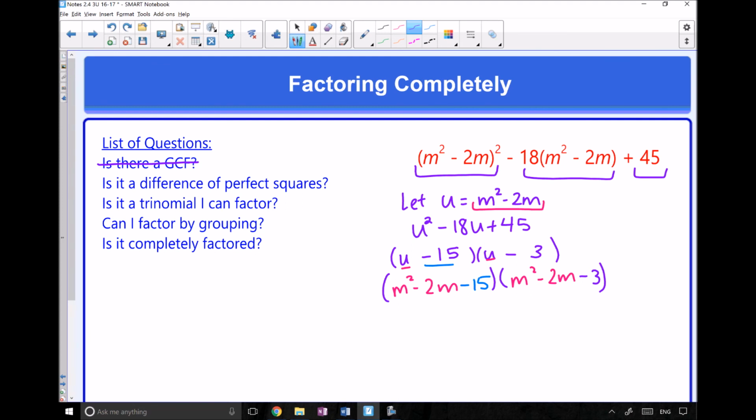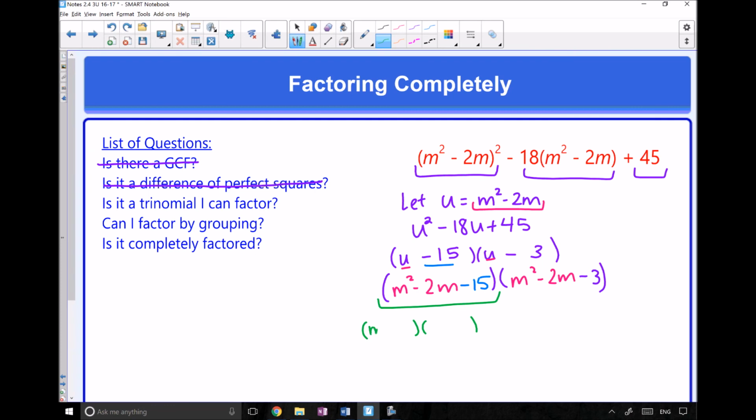Is it a difference of perfect squares? Well, I have a trinomial here and a trinomial here, so it's not a difference of perfect squares, so I'm done with that question, okay? Is it a trinomial that I can factor? Well, again, here, my first factor is a trinomial, and I think I can factor it, so let's try our first factor right here.